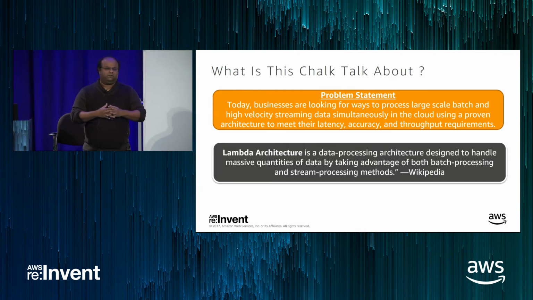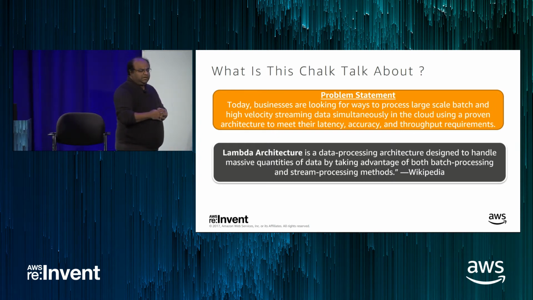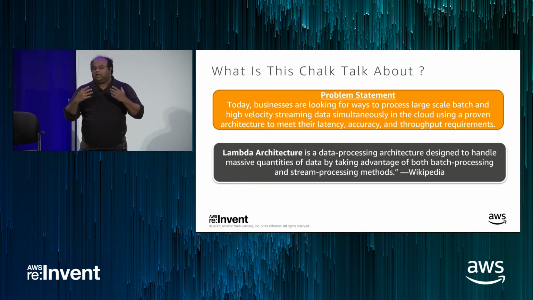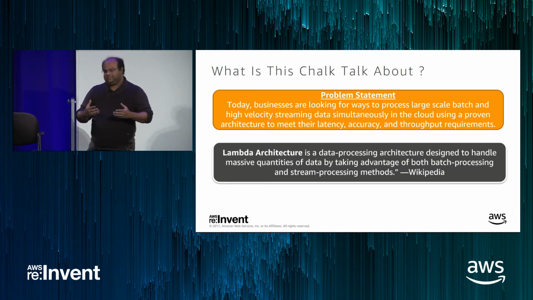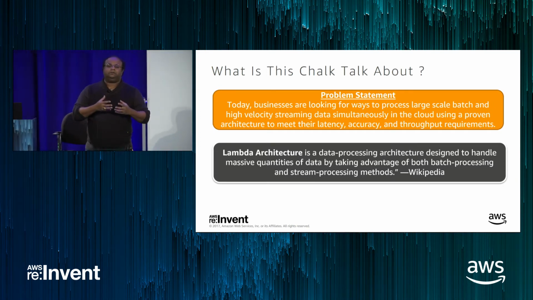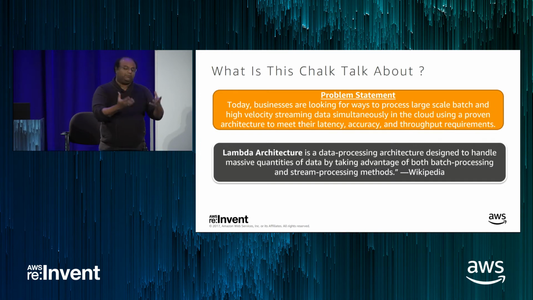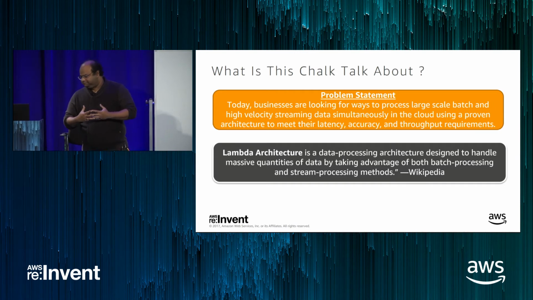And this is the Wikipedia definition. There are lots of other definitions out there, but this is the definition from Wikipedia. The Lambda architecture is a unified single framework that actually helps you to address both the volume and velocity. That means you are able to do a comprehensive analysis and address the accuracy that you need, and at the same time be able to react to the data as soon as the data lands.